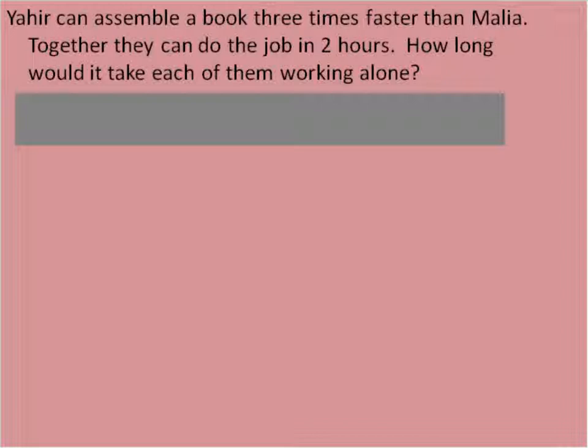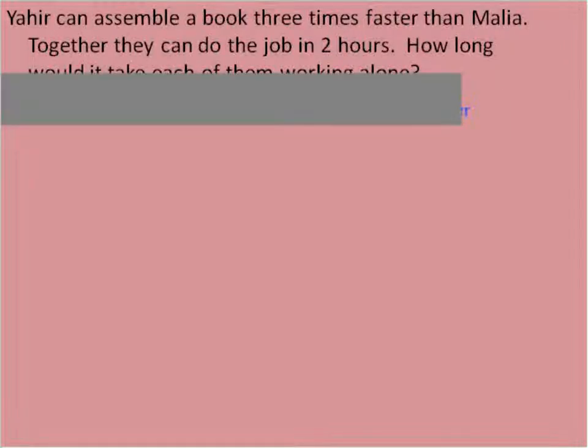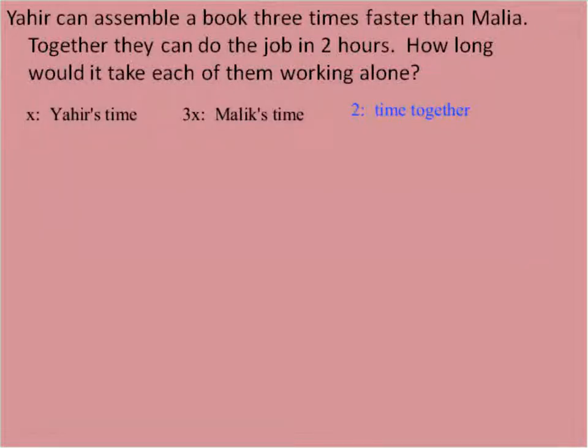If you don't want to deal with a fraction like we had to on the last problem, meaning a fraction for Norm's time, what I did here to show you the difference is I made Yahir's time x. So if it takes x hours for Yahir, it's going to take 3x for Malaya. Malaya's time is going to be longer because Yahir can do it 3 times faster. So if it takes Yahir 3 hours, it takes Malaya 9 hours. The time it takes them together is 2 hours.